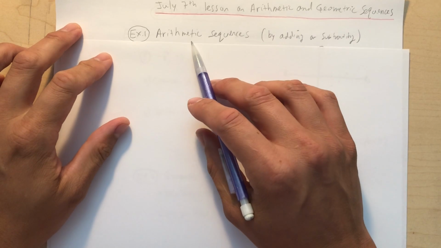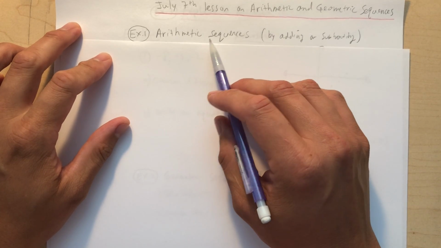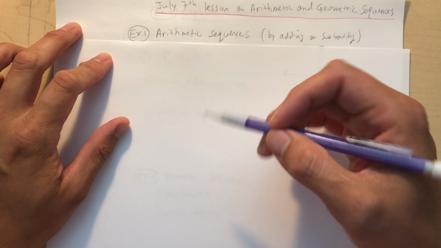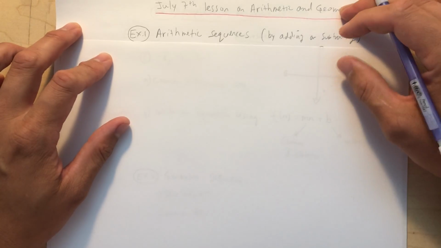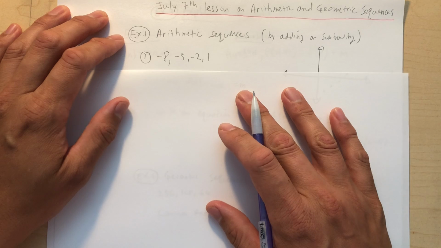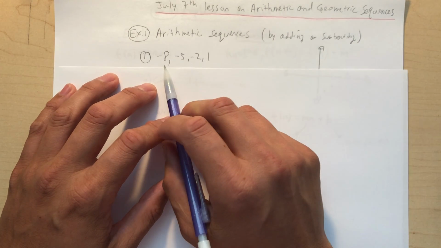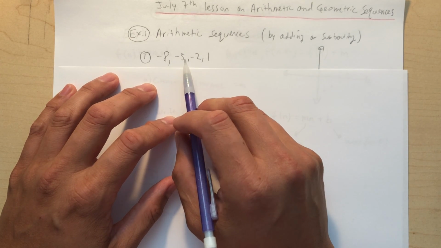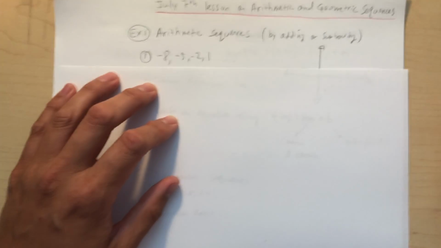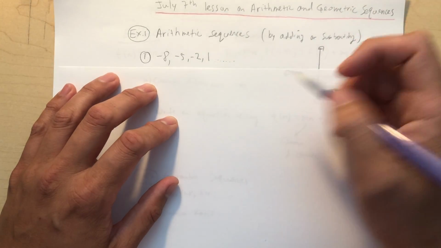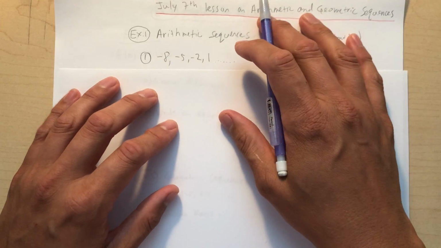sequences. And arithmetic sequences just means there's a sequence that keeps on going, whether you're adding a number or subtracting a number, okay? All right, so for our first one here, as you can see, -8, -5, -2, 1, and so on. They have a dot, dot, dot like that. It just keeps on going, doesn't stop. So this is our first sequence.